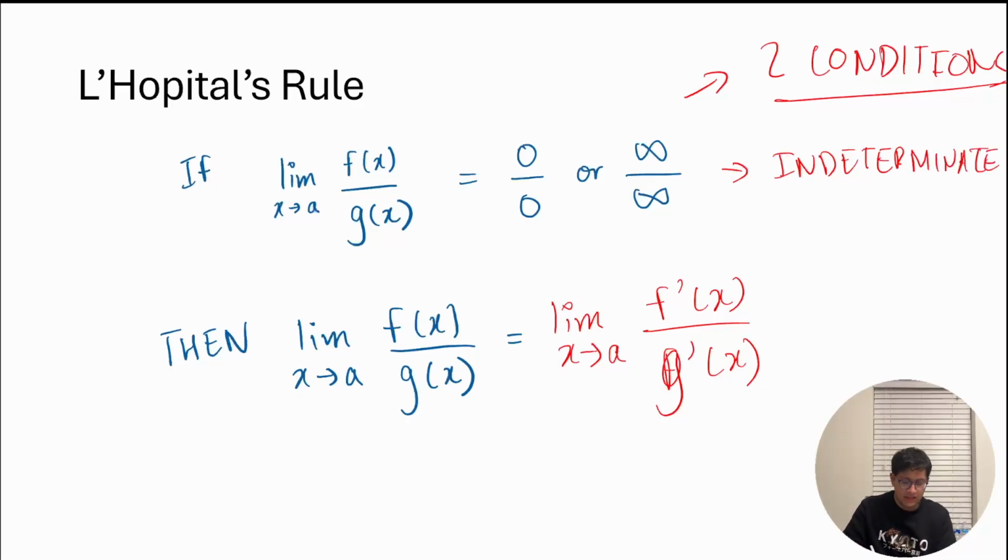So if the limit is indeterminate, then you use L'Hopital's rule. 0 over 0, infinity over infinity. Those are the only two conditions, okay?